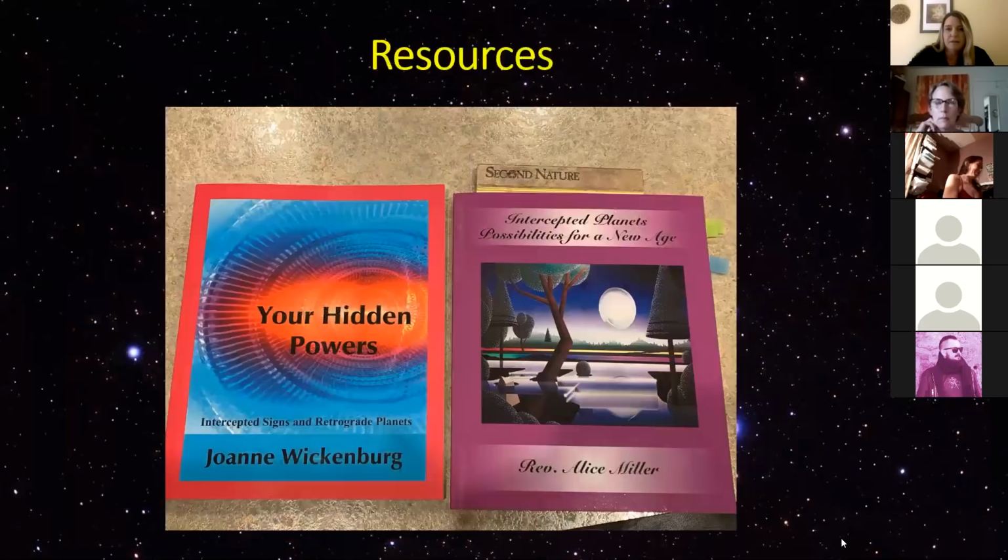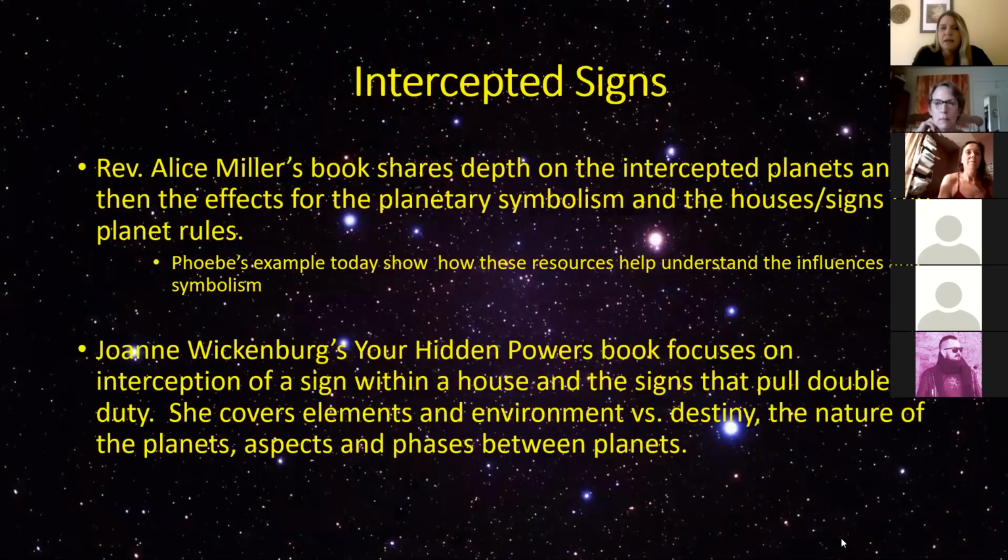It's a great book. And I also use these two resources for looking at intercepted signs for our example with Phoebe: Joanne's book and Reverend Alice Miller's book. They kind of approach it differently. In Reverend Alice Miller's book, she shares the depths on the intercepted planets and then the effects for the planetary symbolism and the houses, sign, planet rules. We'll see that in Phoebe's example.